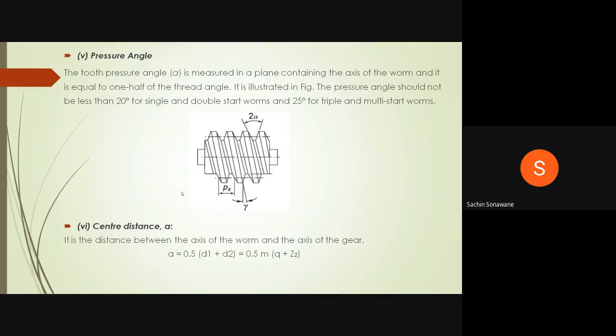Center distance A. It is the distance between the axis of the worm and the axis of the gear. A is equal to 0.5 (d1 plus d2), which is equal to 0.5 m into bracket (q plus z2).